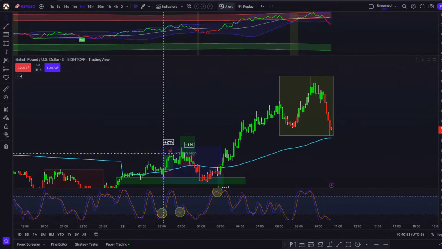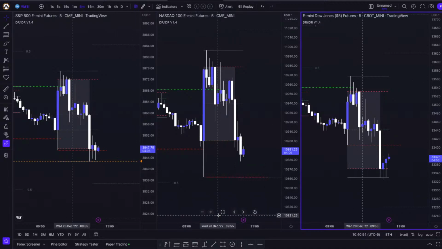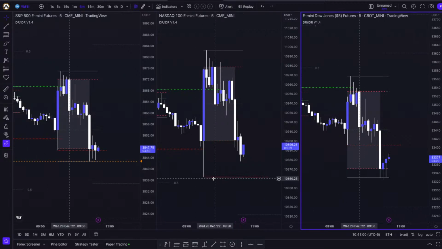There's no bias. If we compare all three indices, on neither of those three US indices do we see a confirmed bias. Right now, I'd say we're pulling back into our DR IDR range.